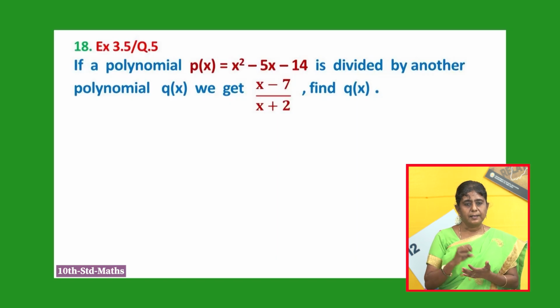It's question number 5 in your text, exercise 3.5. A polynomial is given that is divided by another polynomial. They gave the name of the first polynomial as p of x. That should be divided by q of x. That is also given in the question. After doing the division, we should get another expression. That expression is also given in the question. What is that? (x minus 7) by (x plus 2). They are asking you to find that second polynomial q of x.